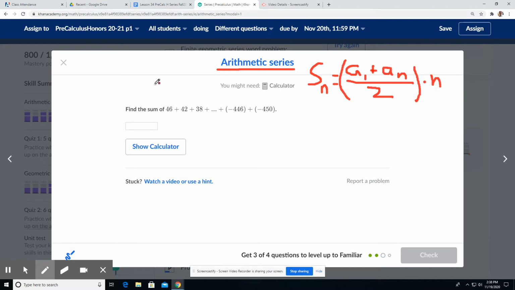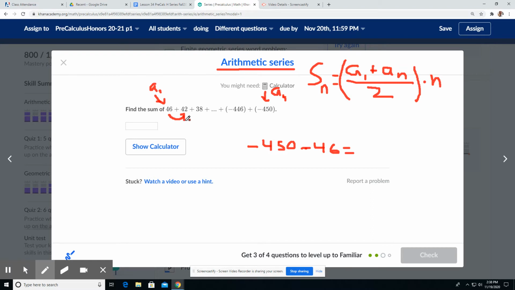All right, so this is our first term here. This is our last term here. What we're missing is the number of terms. So the technique would be we need to find out the difference between these two. So -450 minus 46 equals. So also let's go ahead and look at what the common difference is.